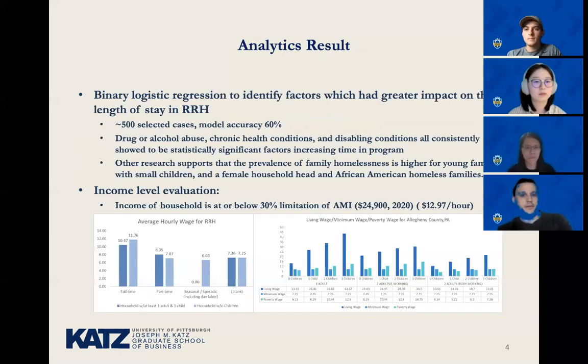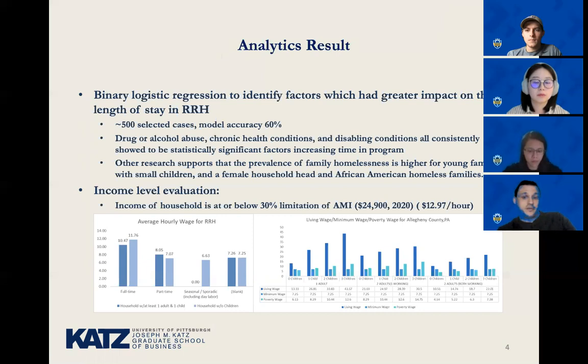We used a binary logistic regression model to identify the factors with the greatest impact on the length of stay in the rapid rehousing program. Our best fit model gave us an accuracy of 60%, which is lower than we would have liked, but it still gave us statistically significant information about these factors. In terms of lengthening the stay, we found that drug and alcohol abuse, chronic health conditions, and disabling conditions all lengthened the stay in the program.